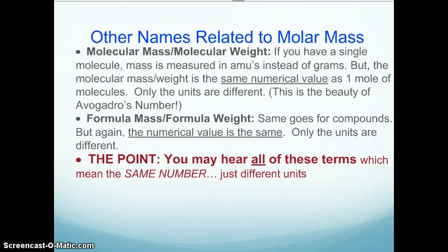Okay, so sometimes we use a couple different names. If you have a single molecule, the mass is measured in AMUs, as I said, but with the same numerical value. If you have an ionic compound, we usually talk about formula weight. The point is, you hear all the same terms, but they mean the same number just with different units. So let's put this stuff to use. Let's show you how we might use this.